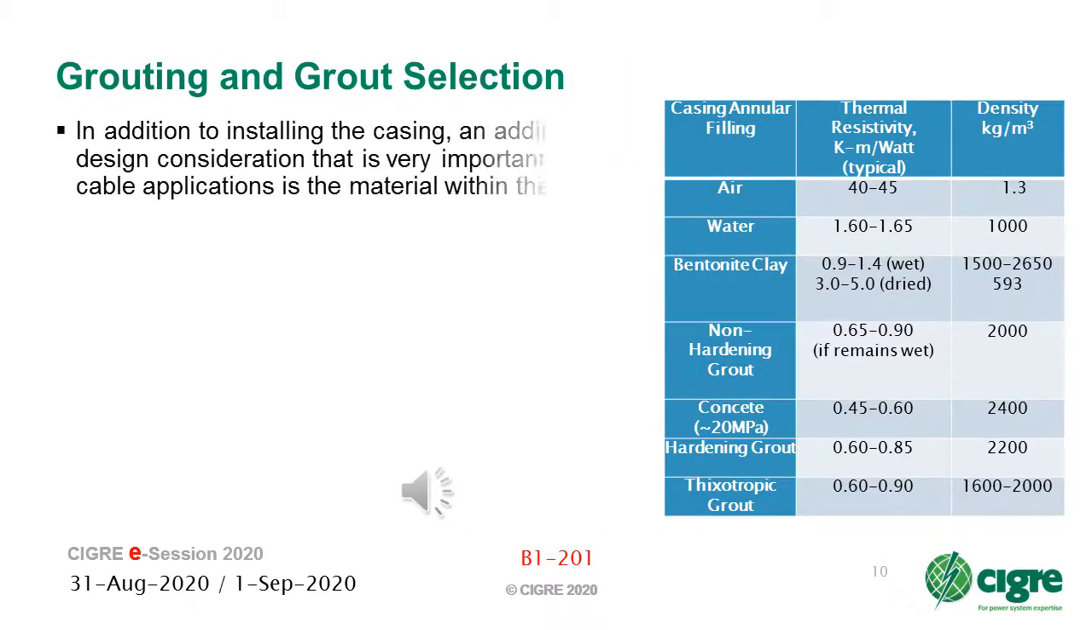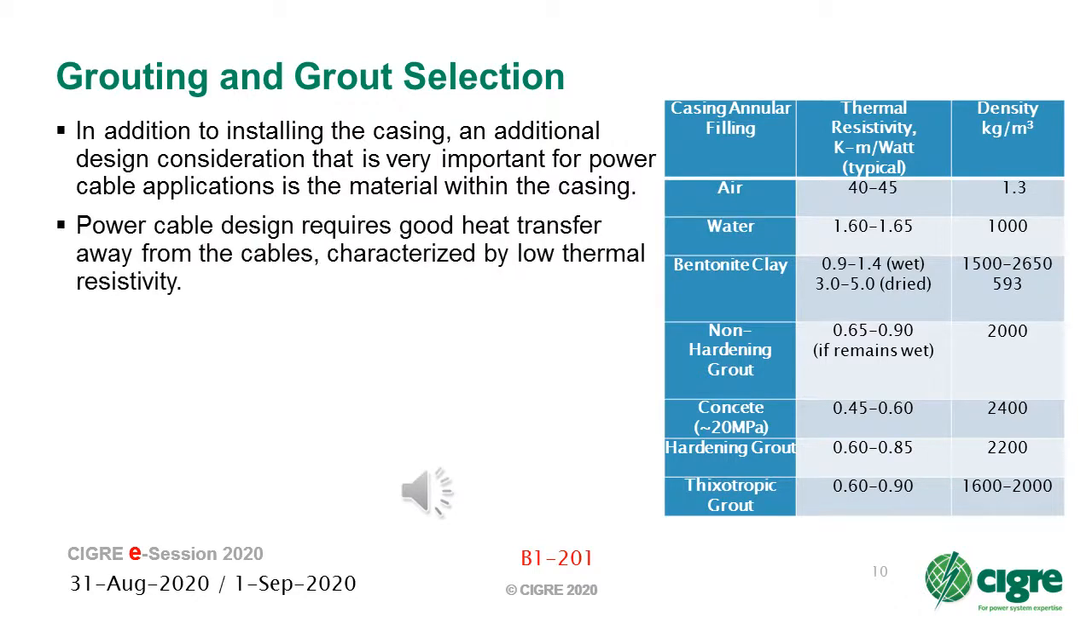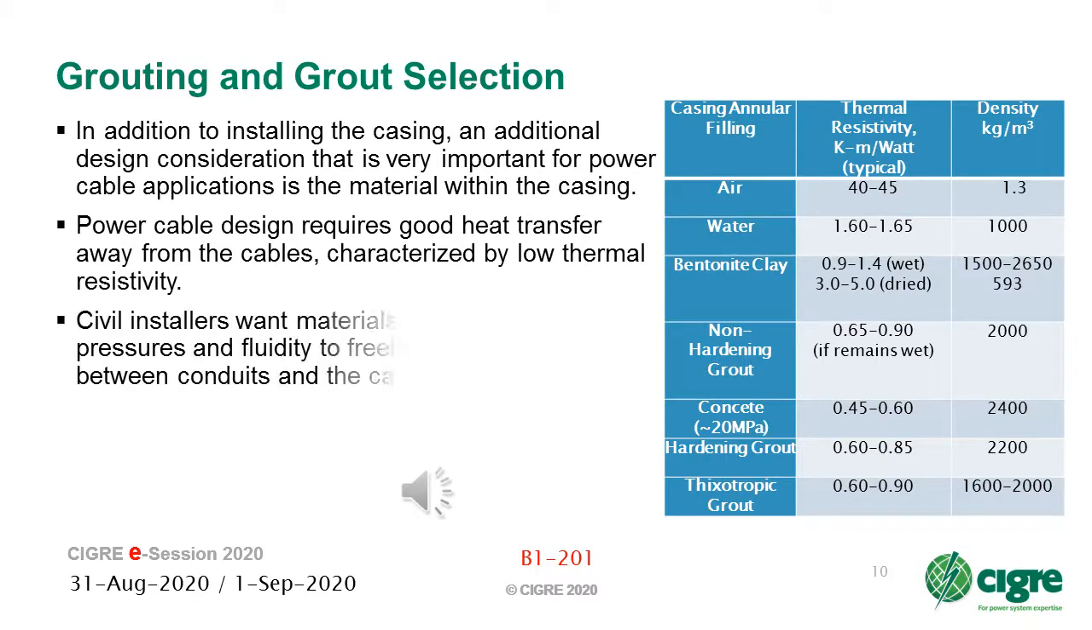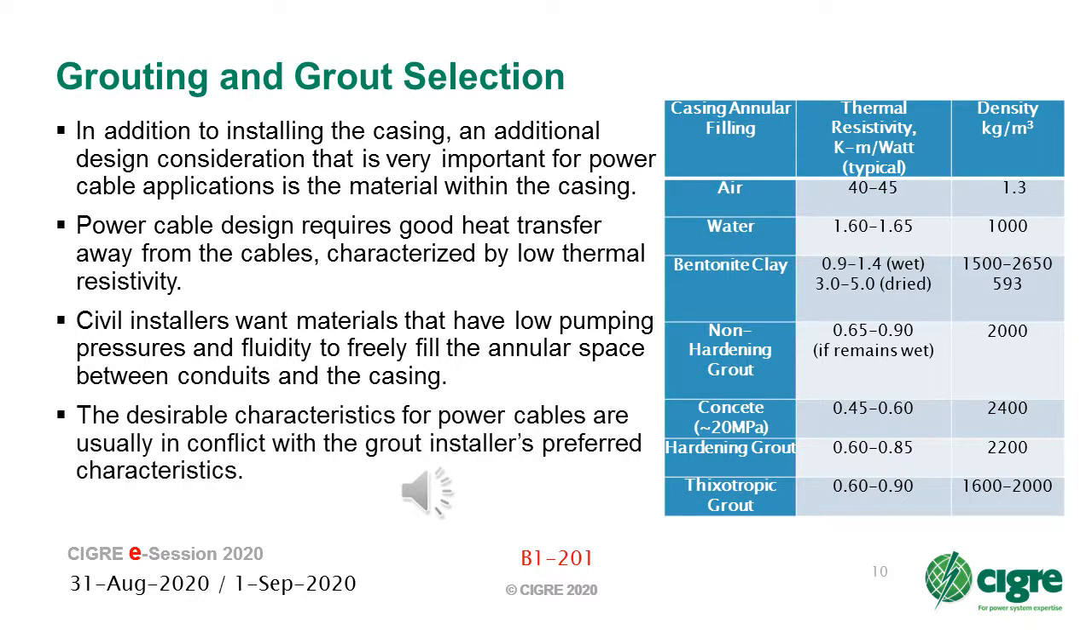The annular space between the conduit and the inside of the casing is an important design parameter from the standpoint of ampacity. From electrical design, this area should be filled with a high-density material that provides good heat transfer. From a civil engineering design, it's desirable to have materials with low pumping pressures, which often involve high concentrations of water and bentonite clay, which are often in conflict with the low thermal resistivity characteristics that are desirable from a cable engineering standpoint. The table at right shows some of the characteristics of various grout materials.